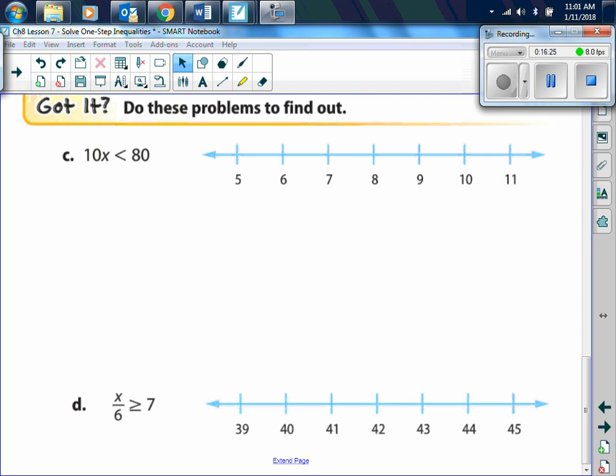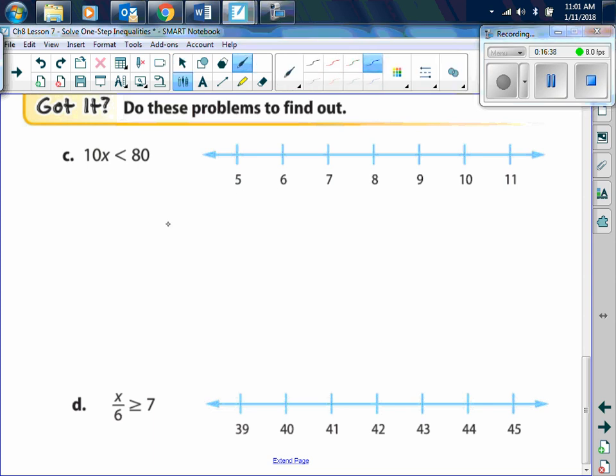So, for guided example, problem letter C, we have 10x is less than 80. To get the x by itself, we're going to divide. Very good. We're going to divide both sides by 10. The 10's cancel to 1. So 1 times x is x, and we end up with x is less than 8.